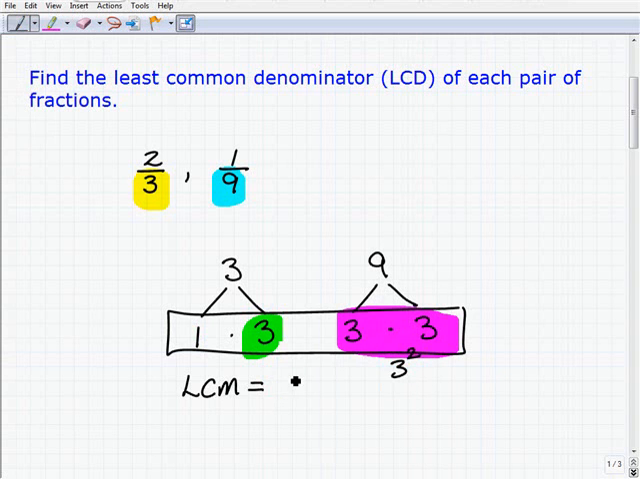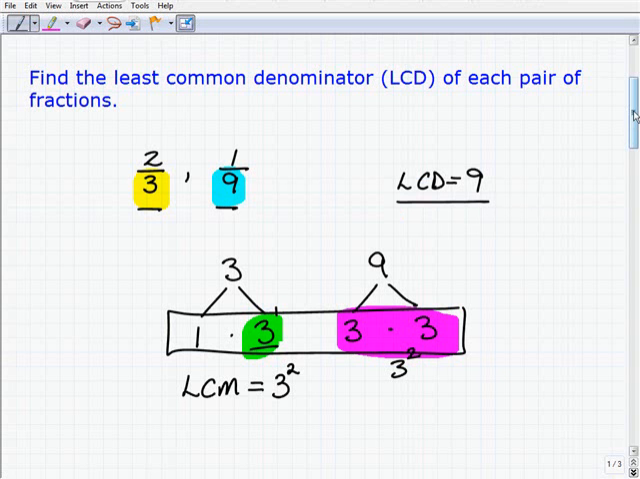When we form our LCM, we take the highest power of this number. So we have 3 to the first and 3 squared, so we use 3 squared. The lowest common multiple is 9, which means the LCD is 9. Recall that the LCM or the LCD is the lowest number that both of these numbers go into. If I ask you what's the lowest number that both 3 divides into and 9 divides into, that number is 9.